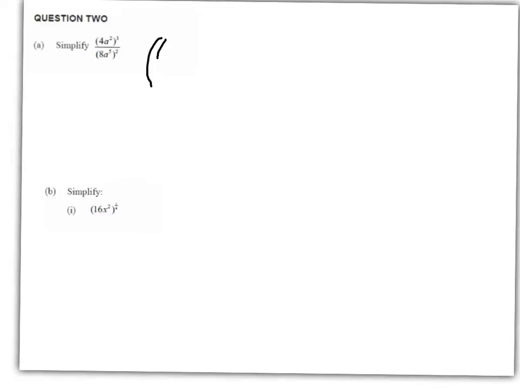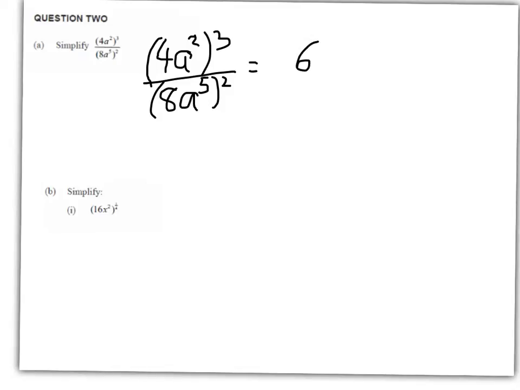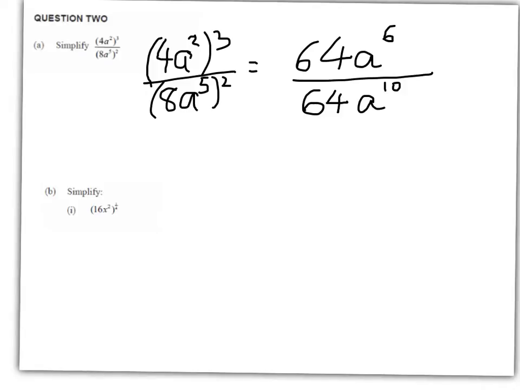So 4a squared cubed over 8a to the power of 5 squared is equal to 64 a to the power of 6 divided by 8 squared is 64 a to the power of 10. So remember, the rule here is that I am going to multiply the powers. Right, so I can simplify that and I just get 1 over a to the power of 4. Okay, it's also fine to write that as a to the negative 4.